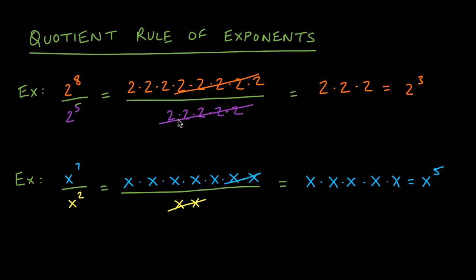Now, if you notice, this 2 can cancel with this 2, this 2 can cancel with this 2, or 5 of these 2s can cancel with 5 of them on the bottom, leaving behind 3 of the orange 2s on top. So I have 2 times 2 times 2. And again, if we were to use shorthand notation, we can rewrite this as 2 to the third.